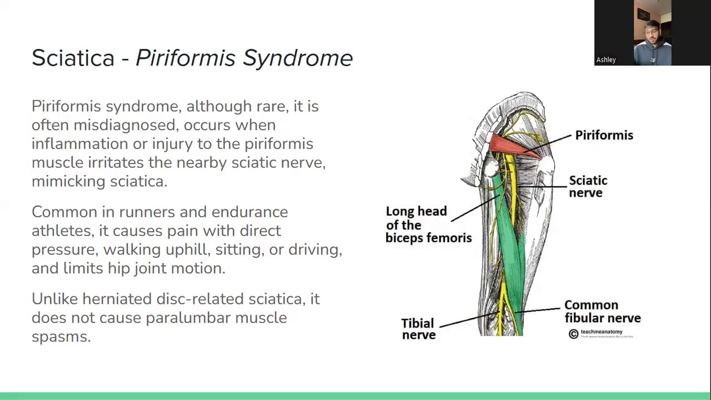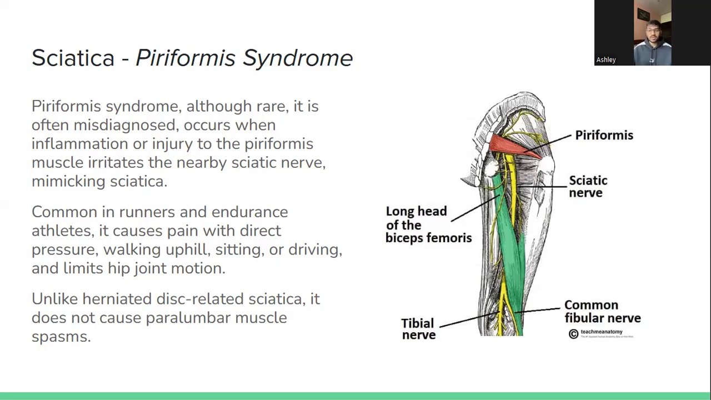Even in this piriformis syndrome, what is unique to it is that if you press around that area, it really hurts a lot, especially when walking uphill or sitting. Now there might be slight similarities between the two, but this is where you can see a little bit of difference. Okay, but this is a very rare syndrome. I just wanted to touch upon it.